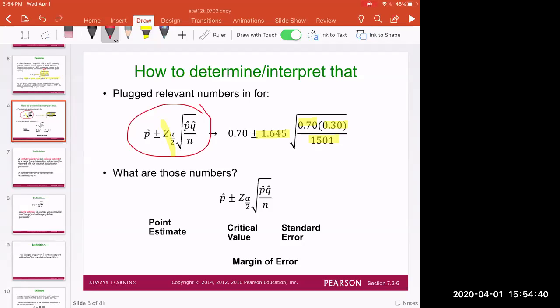And again, just to reemphasize what those numbers are. P hat is that point estimate, or sample proportion each time for these types of confidence intervals. And then that z sub alpha over 2, that's the critical value. Now, this is one name you won't need to worry too much about defining, but I want to let you know what this piece is. Everything inside the square root right there, that is the standard error. So all of the square root of p hat times q hat divided by n, that's the standard error. And then together, the critical value times the standard error, that's what makes up the margin of error.